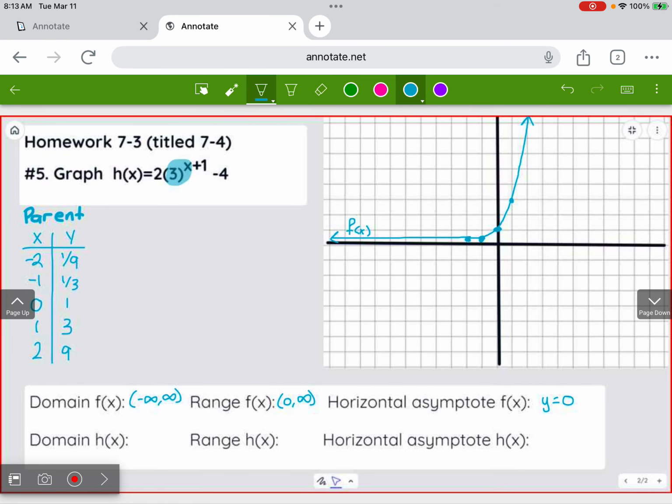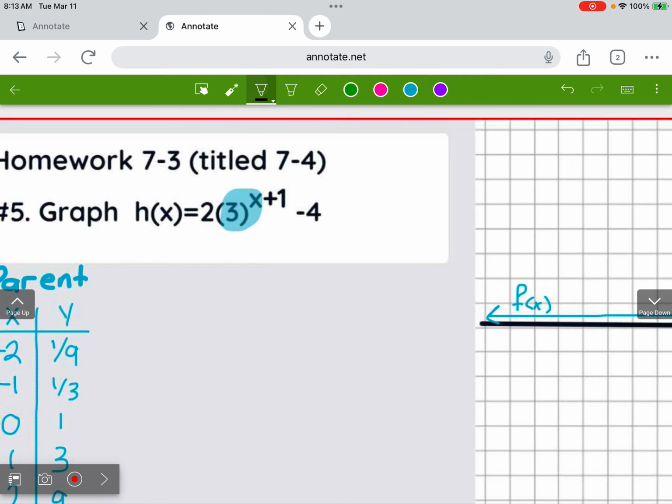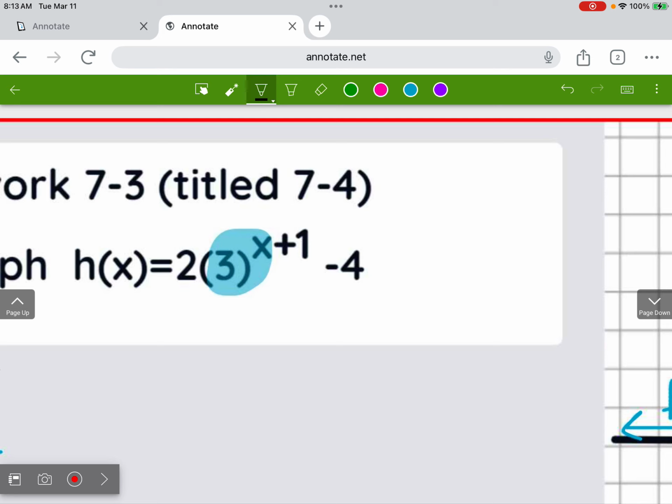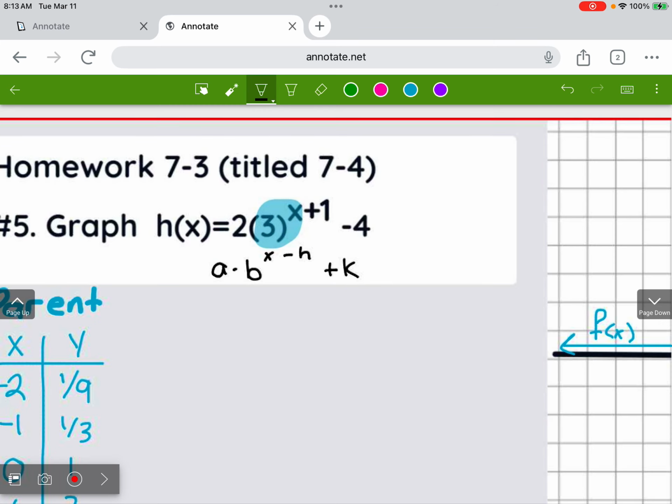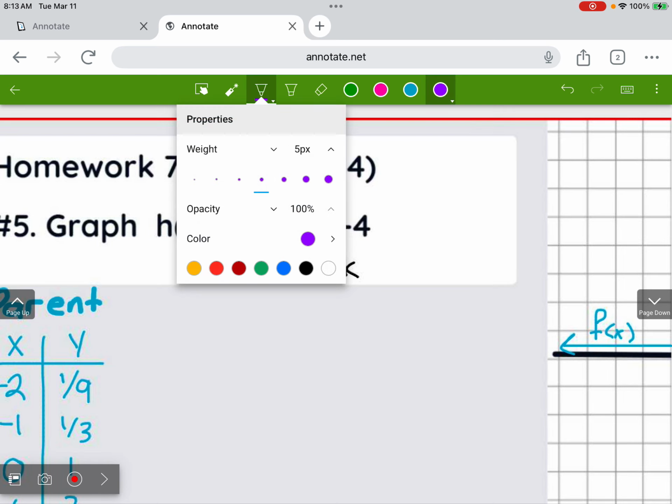For our parent functions, those are always going to be the same. Every single parent function is going to have that same asymptote, that same domain, that same range. Every single one. We do have to be careful when we're looking at our transformations, because sometimes those things can change. So I'm going to put up here that transformation form we were talking through yesterday, a times b x minus h plus k. We're going to start by identifying our a, h, and k so that we can apply those transformations.